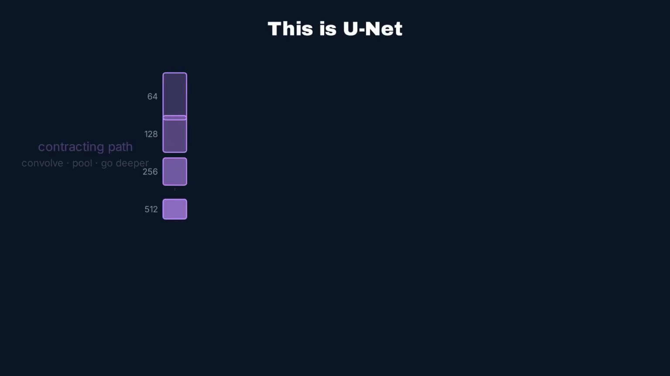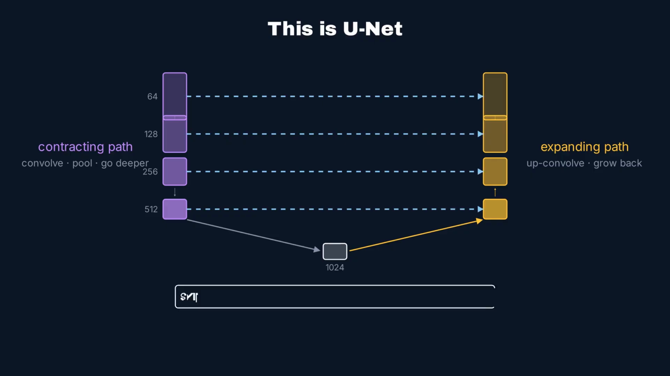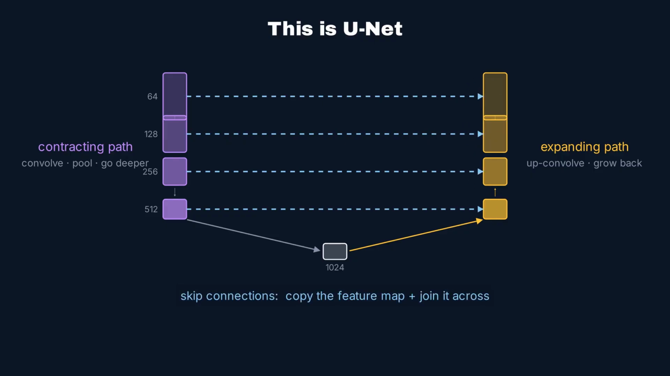This is UNet. On the left, the contracting path, the encoder: convolve, pool, go deeper, building meaning. On the right, its mirror image, the expanding path, upsampling step by step, growing the picture back to full size. And here's the idea that ties it together. At every level, a skip connection copies the sharp feature maps from the left and hands them straight across to the right. So the decoder gets both deep meaning from below and precise location from across. That handshake is why it's shaped like a U.